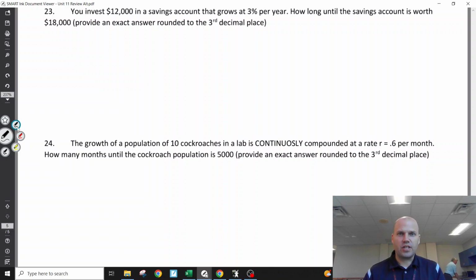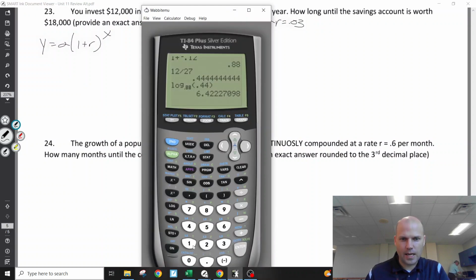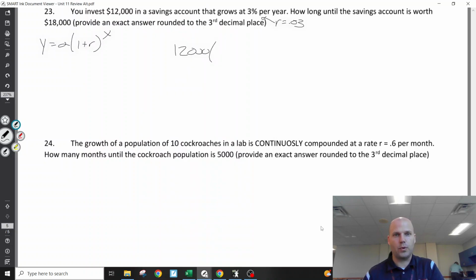$12,000 invested in a savings account grows 3% per year. We're going to use y equals a times 1 plus r to the x. How long until the savings account is worth $18,000? Okay, so I start with $12,000, growing at 3%. That's 0.03. I'm going to take 1 plus that positive 0.03 to get 1.03 to the x, which I'm trying to find. How long until it's $18,000?